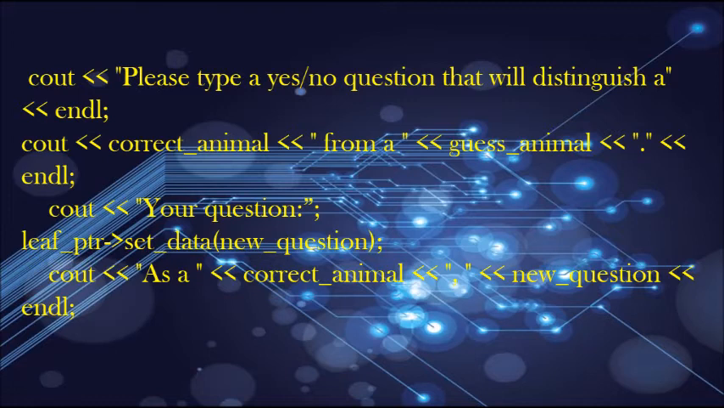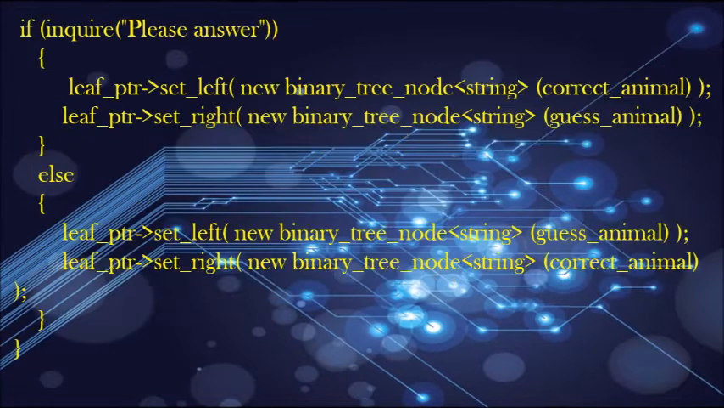Put the new question in the current node and add two new children. Leaf pointer set data new question. Cout, as a correct animal, the new question, endl, checks for the correct answer. In this slide, we store the answer to leaf pointer to set left and set right function. In the if condition, set left function holds new class string correct animal and set right function holds the new class string guess animal. Then the else condition is vice versa of the if condition.